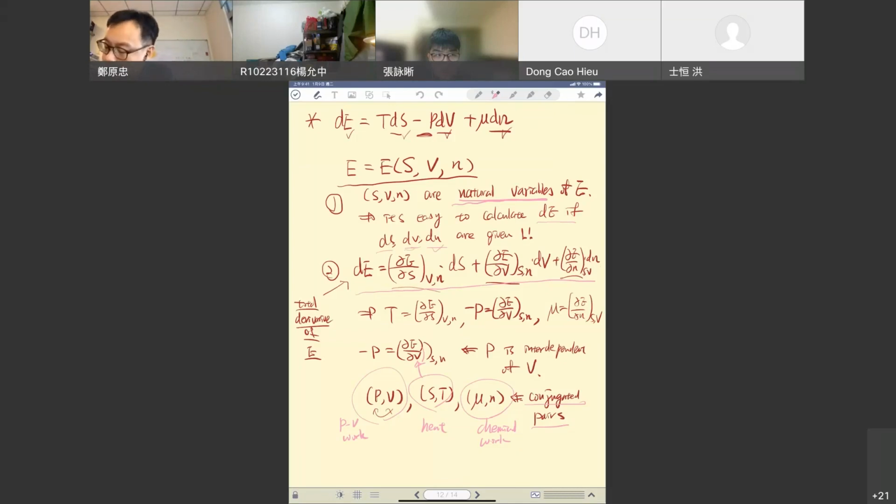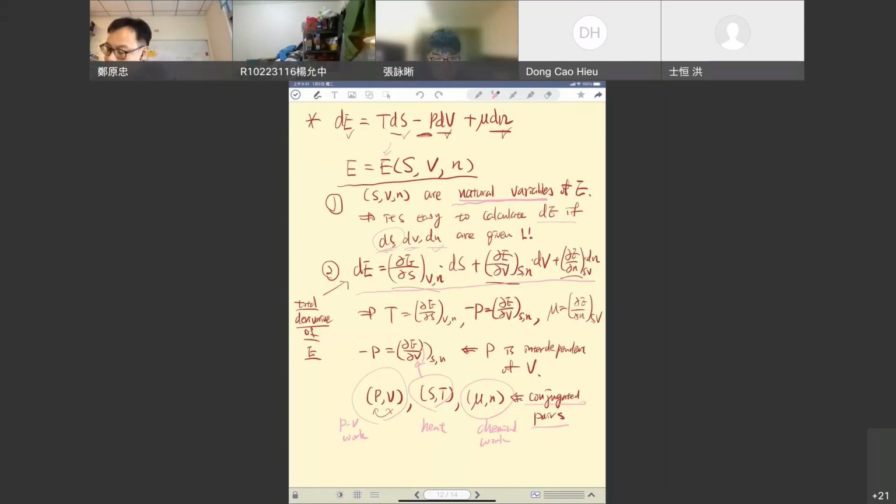But change in entropy is very difficult to measure. And there is no entropy meter. There is nothing that you put in there and it measures entropy for you. Impossible. So this S is not very useful. It's not very easy to control experimentally. That makes this energy function not very convenient.